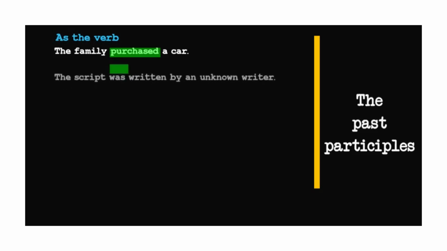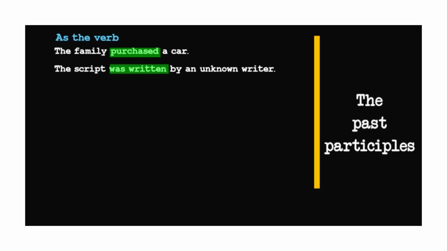What about the functions of past participles? Well, like the present participles, the past participles also act as the verb. For example, the family purchased a car. Purchased here is a verb, while the family is the subject. The script written by an unknown writer was awesome; was written is the verb, while the script is the subject.